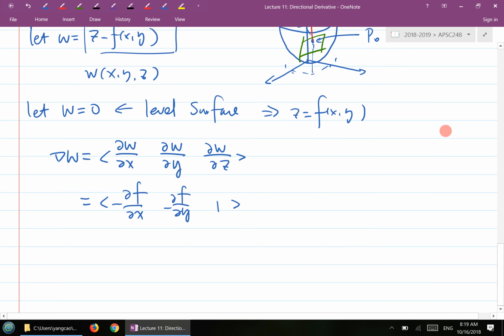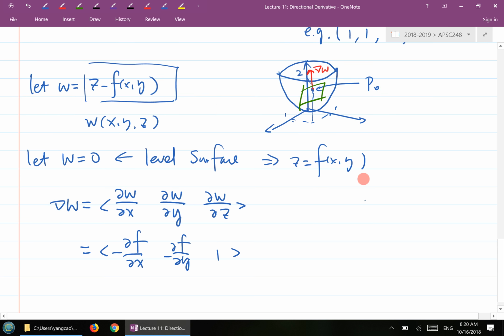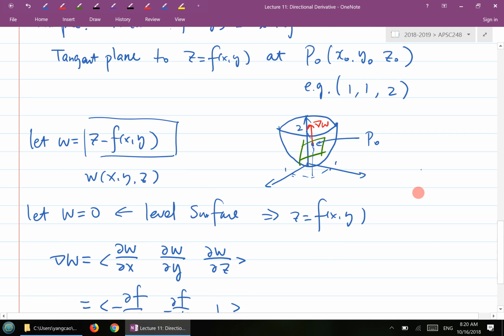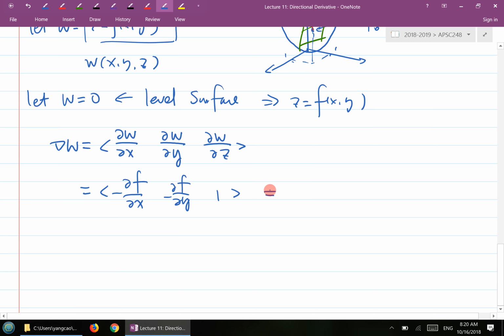Then let's plug in the values. Let's go back to our specific question. If the function is x squared plus y squared, then we have negative 2x, negative 2y, and then 1 for our system. So now del w at 1, 1, 2 is negative 2, negative 2, and 1.